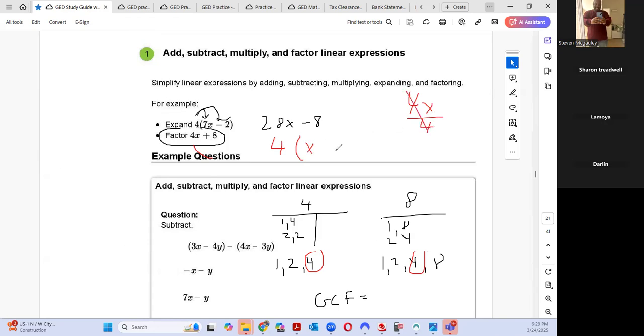I'm left with x. Then I have 8. 8 divided by 4 is 2. That's all you got to do to factor that. So pull out that 4, and then inside the parentheses is x plus 2.